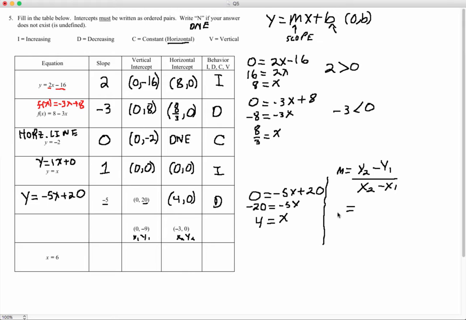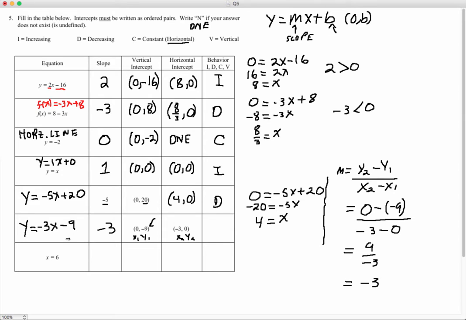So if we substitute in those numbers, we get y2, which is 0, minus y1, which was negative 9, divided by x2, which is negative 3, minus 0. Well, a negative and a negative is a positive, so that's 9 over negative 3, which reduces to negative 3. So our slope here is negative 3, and notice that b is negative 9, so y is equal to negative 3x minus 9. Again, we have a negative slope, so we know that that is going to be a decreasing line.